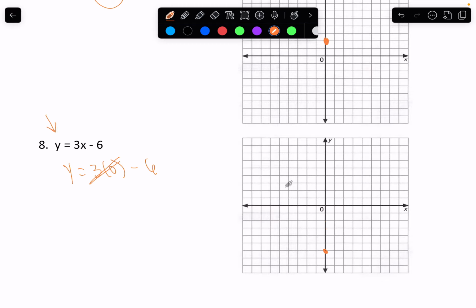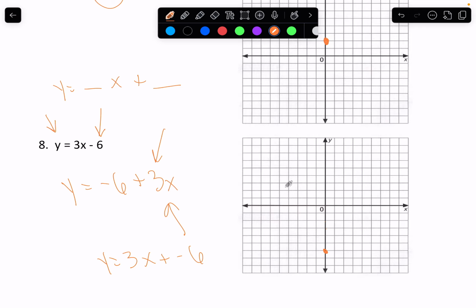So when it is in this format, this constant over here that's all by itself is going to be the y-intercept. Now, sometimes you have to be careful because they will try to be tricky McTrickster and say y equals -6 plus 3x. And then you might think, oh, 3 is the y-intercept. Nope. It has to be in this format: y equals something x plus something. Now, could you rewrite this? Sure you could. y equals 3x plus a -6. Now it's in that format, and your y-intercept is going to be -6.